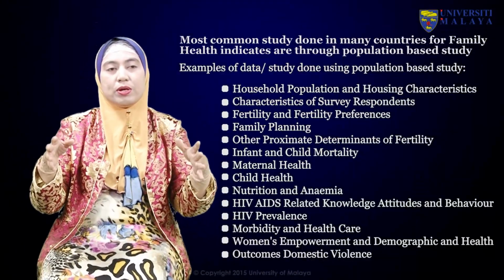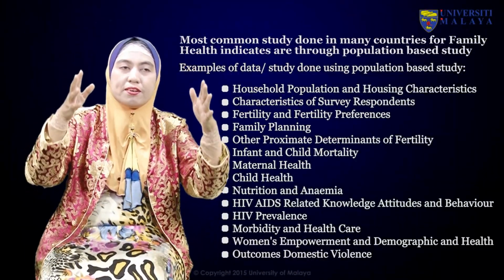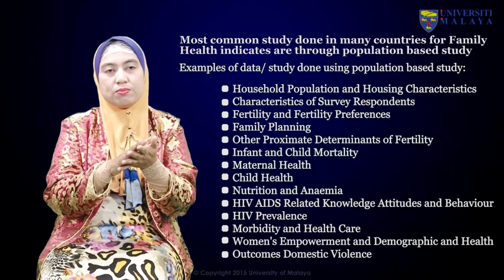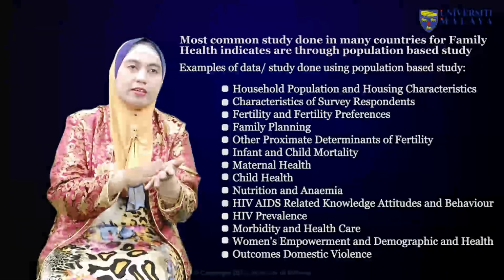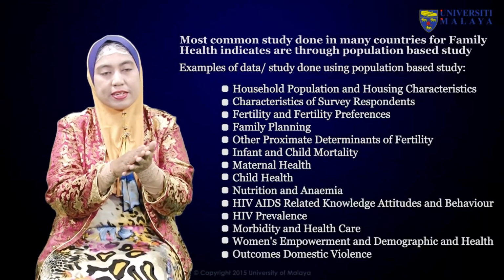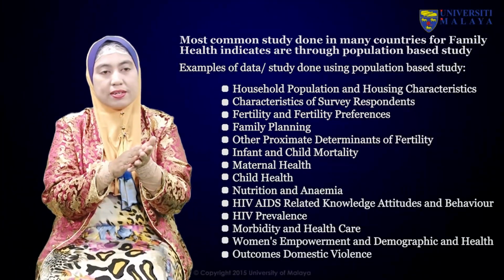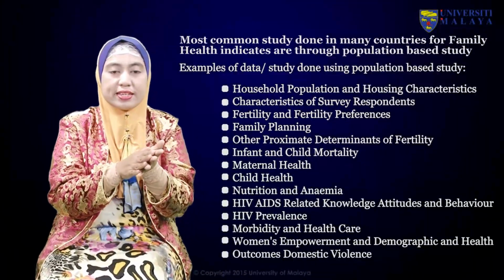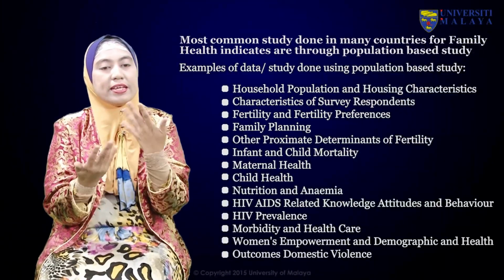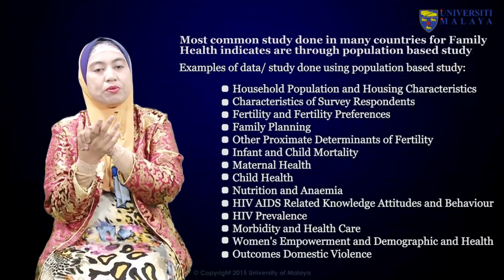You look at the characteristics of the survey respondents. Let's say they are in rural areas. What are their job specifications? And up to what level are they schooled? Okay, are they smokers? Okay, what is their diet like? Something like that. Okay, and the third study is fertility and fertility preference.